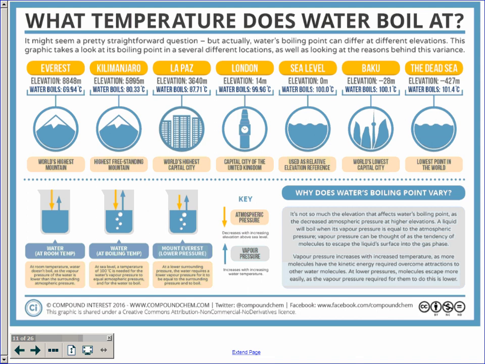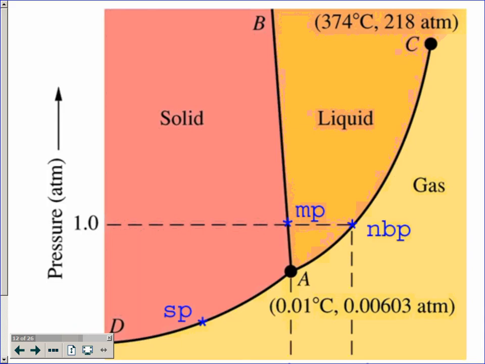Decreases because there's a lower atmospheric pressure at the highest points. Okay, so what's this thing called again? Phase diagram, because it shows the phases of matter. And what are the 2 axes? Pressure and on the bottom, temperature.